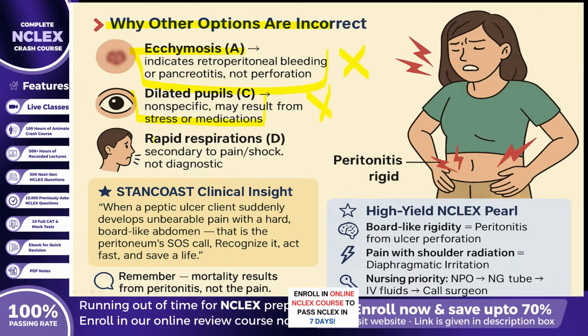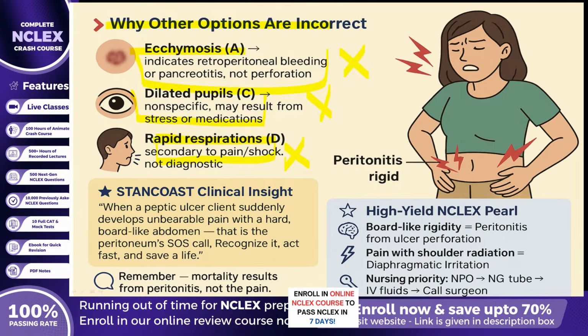Finally, Option D, the client's respirations are rapid and shallow, is incorrect because although tachypnea often accompanies pain or developing shock, it remains a nonspecific response. The rigid, board-like abdomen is the most reliable indicator of peritonitis resulting from perforation.